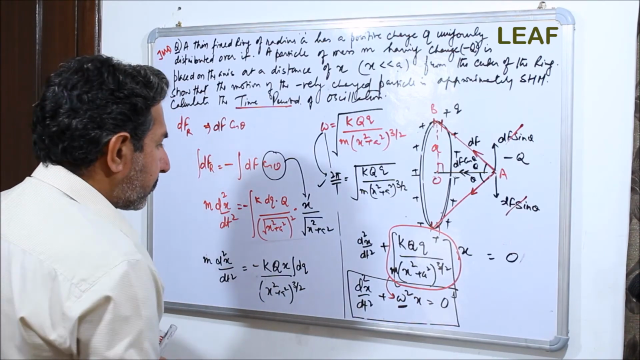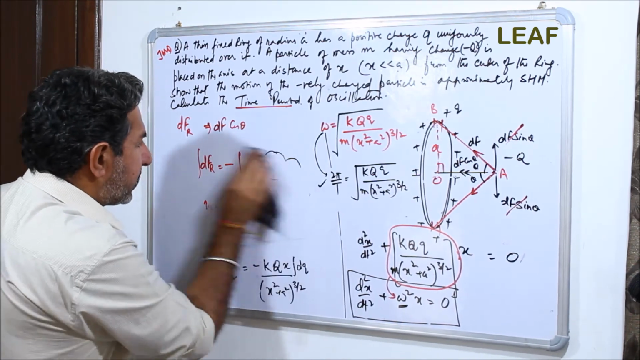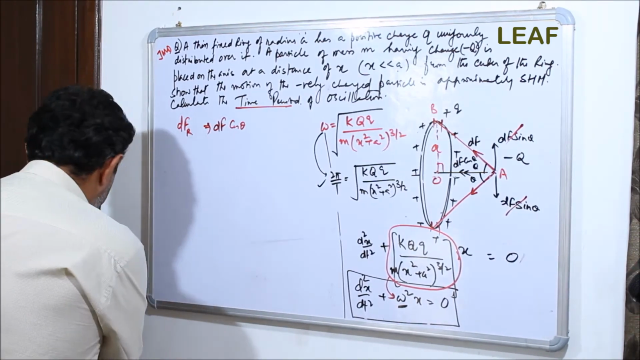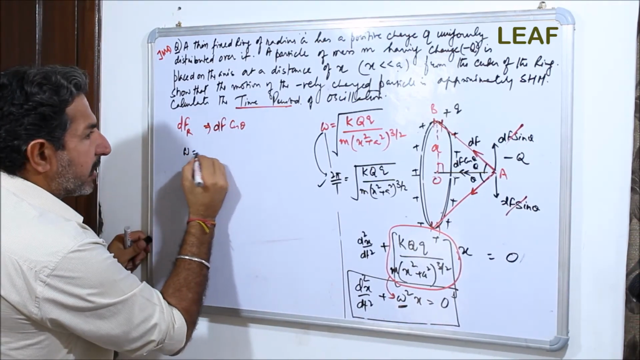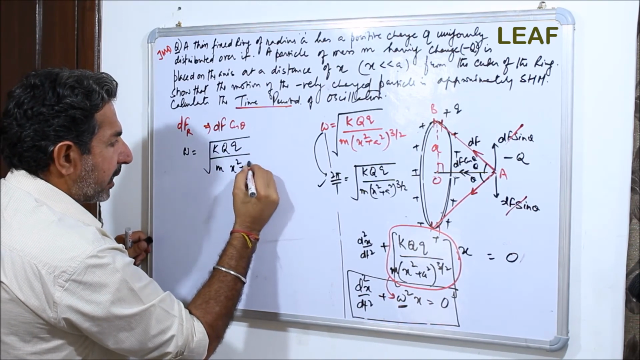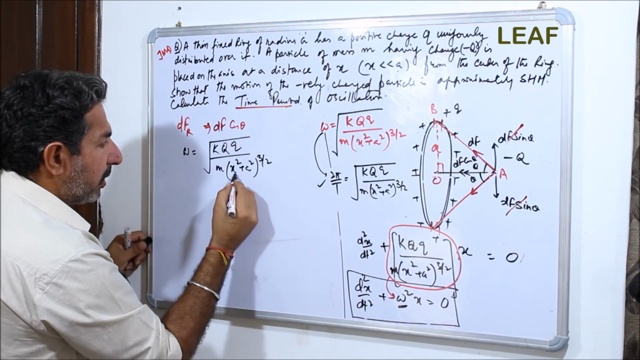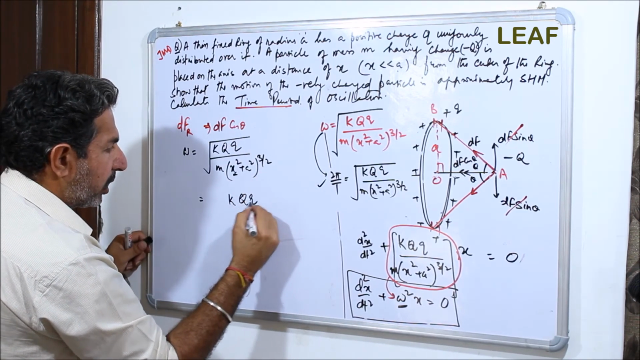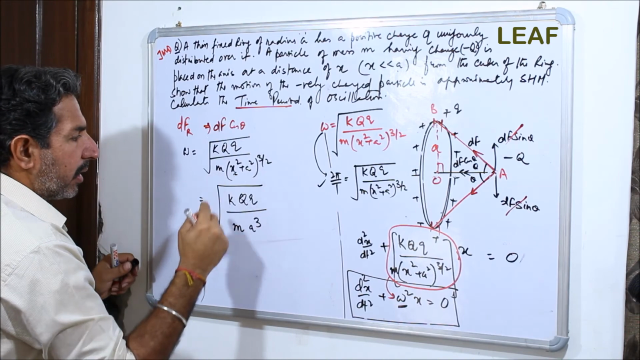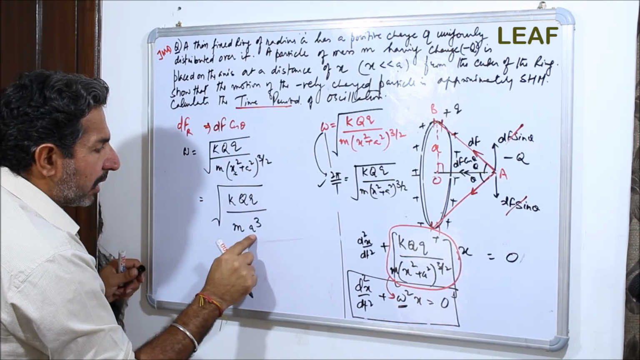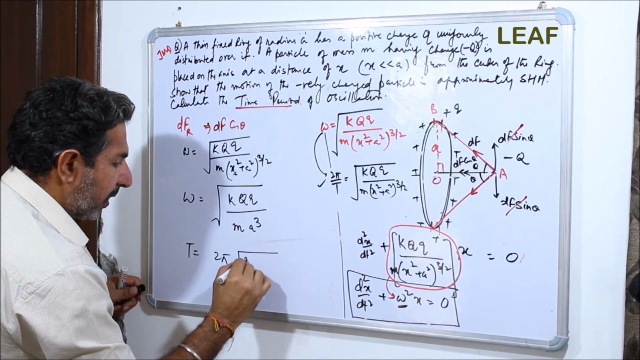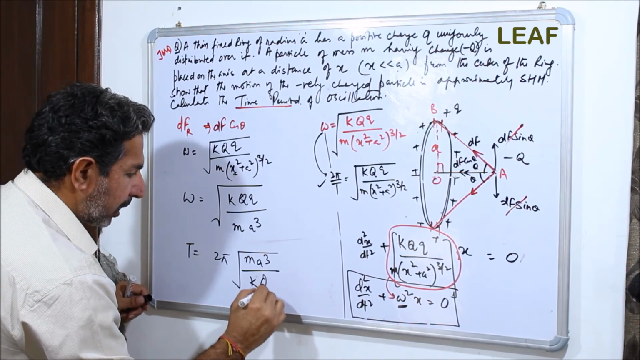Let's see. You just give me this space, because this is what we have already done, so I am going to wipe it off. This is omega, which is equal to the square root of kQq by m (x square plus a square) raised to power 3 by 2. So neglect x: it is the square root of kQq by m a cube, because x square is gone and a square raised to power 3 by 2 becomes a cube, and this is omega. So T will be equal to 2 pi under root of m a cube divided by kQq.